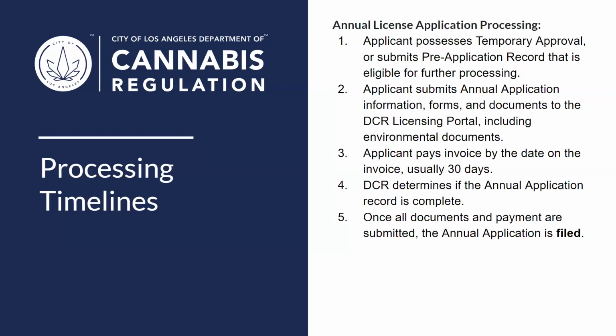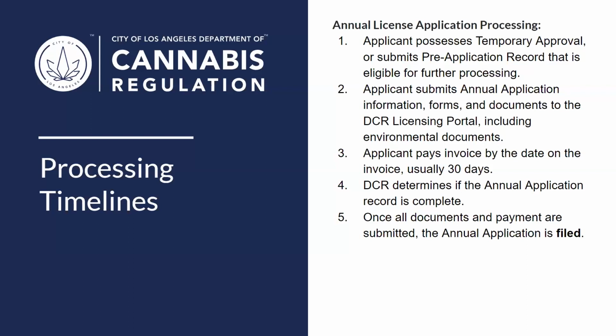Once the applicant submitted the annual application, the applicant will receive an invoice, usually within 30 days. We do not have all of the records automated with invoices yet, because we do have a local jurisdiction assistance grant that is going to allow us to provide fee waivers to some general applicants and some social equity applicants that were already in the pipeline. And that's what that grant funding was utilized for. So we need to make a determination.